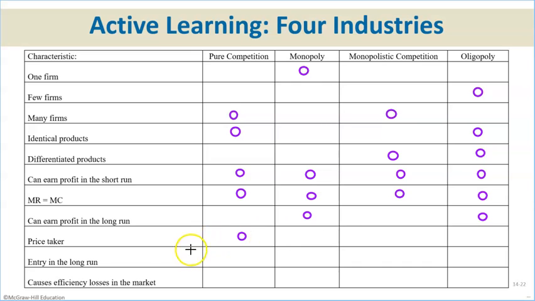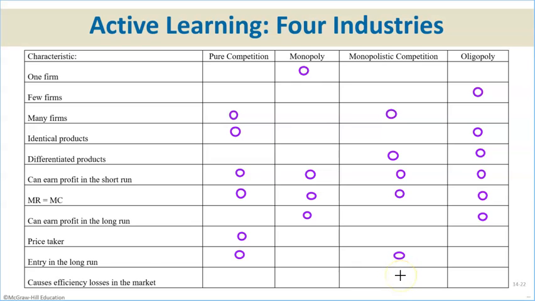The next characteristic is entry in the long run. This is the opposite of having barriers to entry. So we talked about how monopoly and oligopoly have barriers to entry, and that's how they can earn profit in the long run. But in pure competition and monopolistic competition, it's easy for new firms to enter the market, so they're never able to have that profit in the long run.